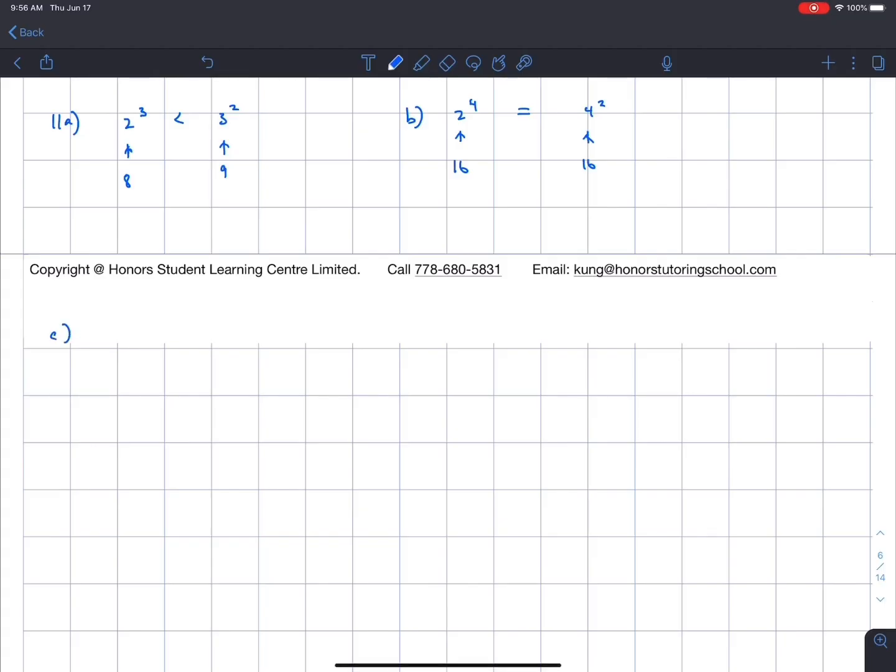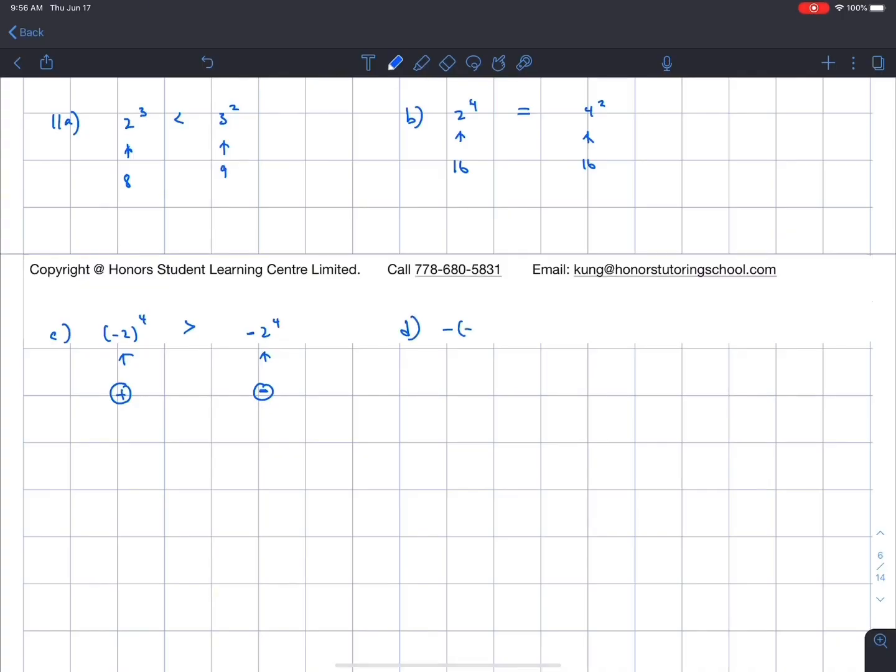C, we have negative 2 to the power 4 and a negative 2 to the power 4. So this one, I don't even need to do the calculation, because a negative base raised to a positive even exponent will be positive. And here we have a coefficient that is negative, so it's going to stay there. And a positive number is bigger than a negative number.